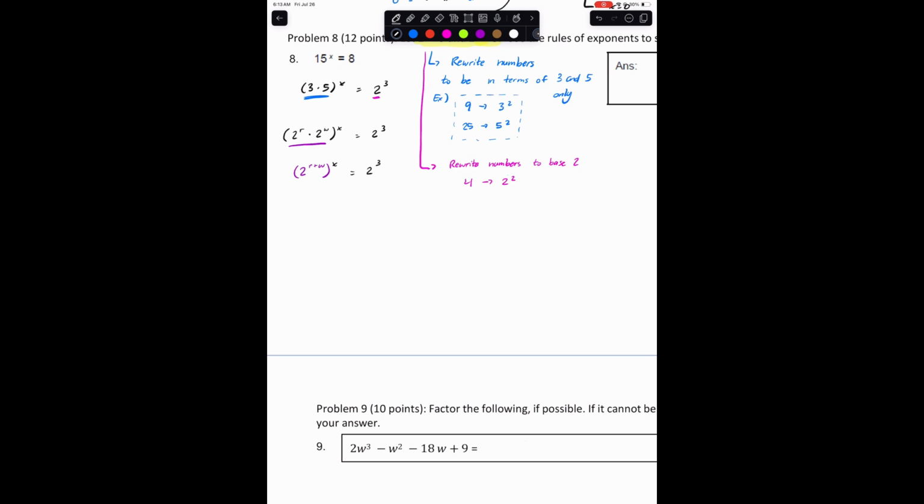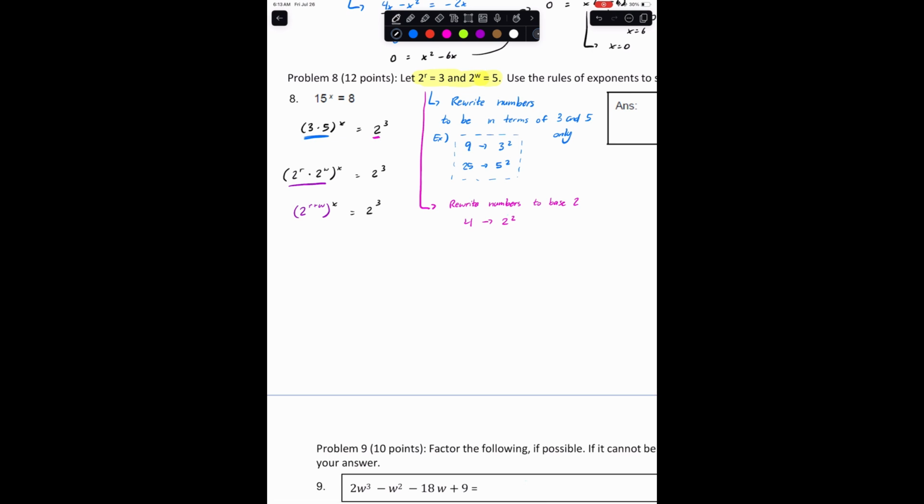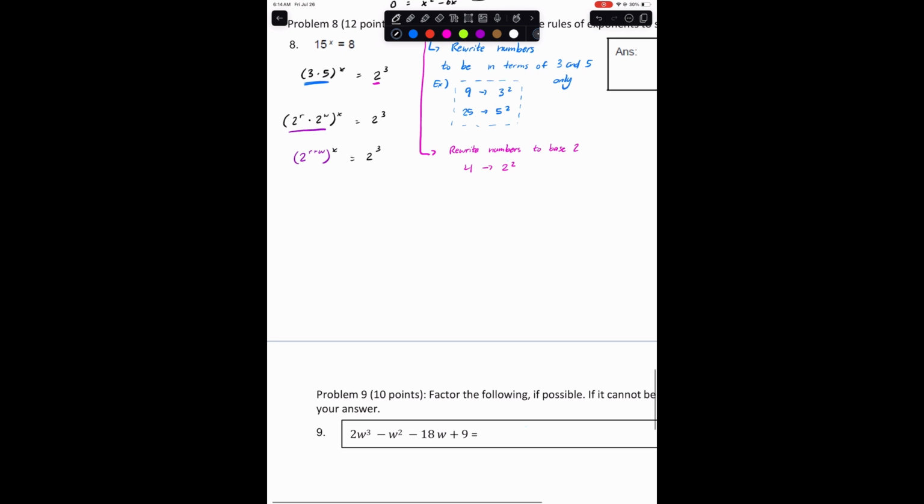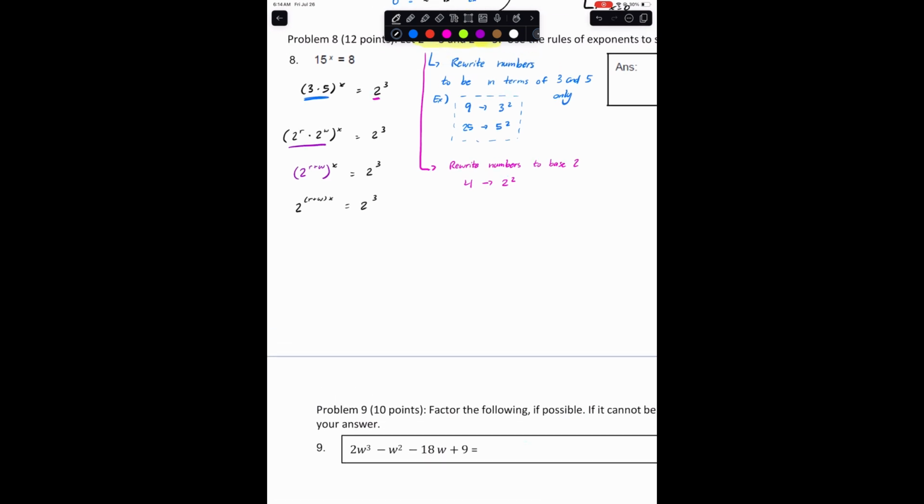Now, I'm solving for x, so I actually do not need to distribute here. What I'm going to do is rewrite it like this: 2 to the r plus w times x equals 2 cubed. I'm still using the law where, actually, let me do this. This is a^x times a^y equals a^(x+y), right? And then here to here, (a^x)^y equals a^(xy).